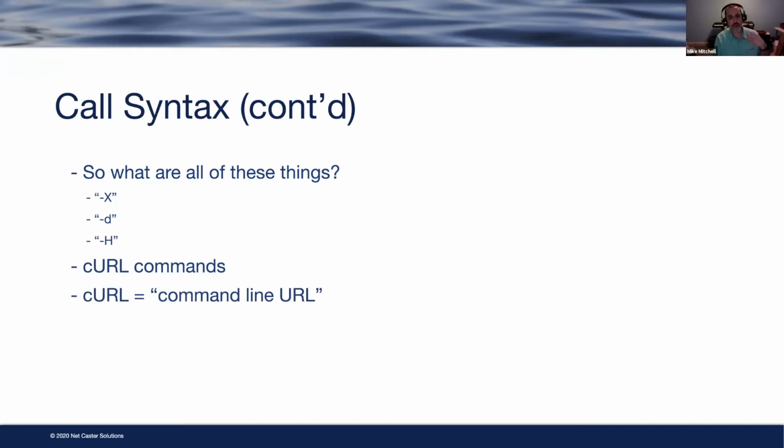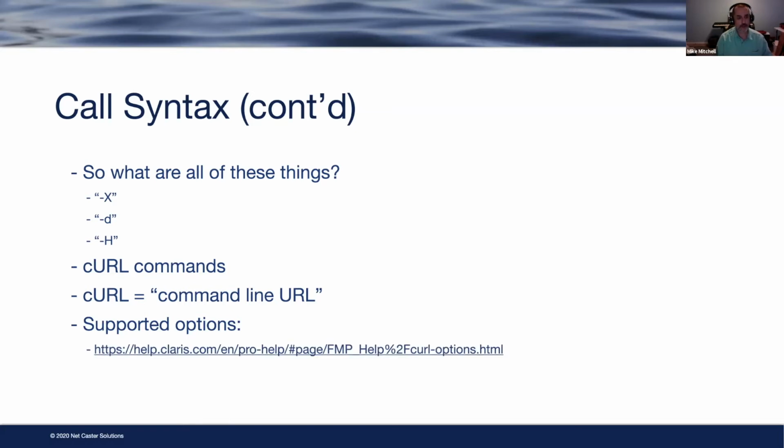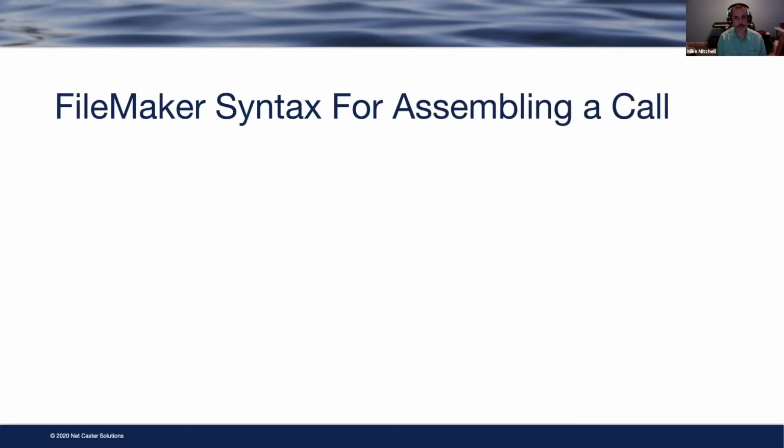Now, what is curl? Curl is command line URL. It's basically a command line set of instructions that you can use to send HTTP requests to servers. If you want to know what the supported options are, they're going to be, again, on the help page under that URL. FileMaker supports a wide range of curl commands. Don't worry, you don't have to learn all of them. You only have to learn a few to interact with the data API.